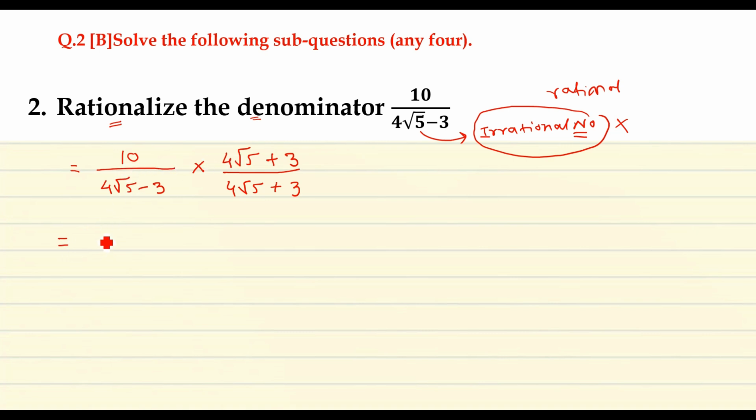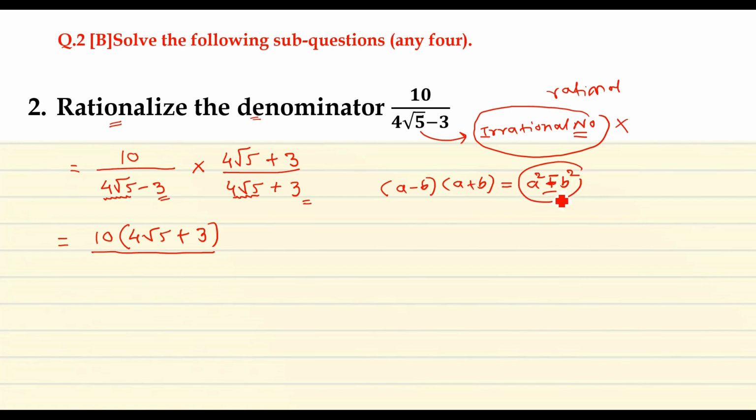Now these two rational multiplication is 10, 4 root 5 plus 3, and here if I closely observe, 4 root 5 is present in both the terms and even 3 is present in both the terms. So it looks like A minus B and A plus B, which you will get A square plus B square. Sorry, A square minus B square we can write.